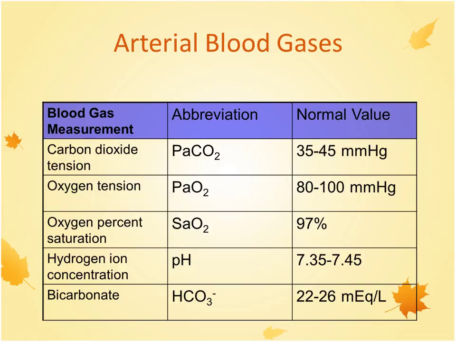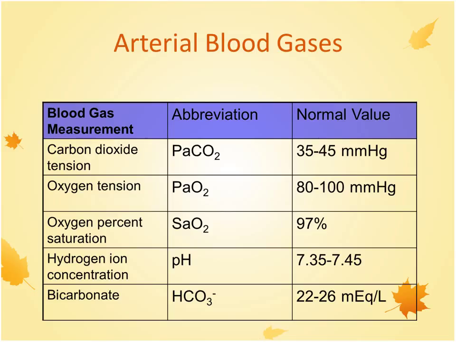The PaCO2, which measures the carbon dioxide in the blood. The normal values are 35 to 45. PaO2, which measures the actual oxygen in the blood. Normal is 80 to 100.